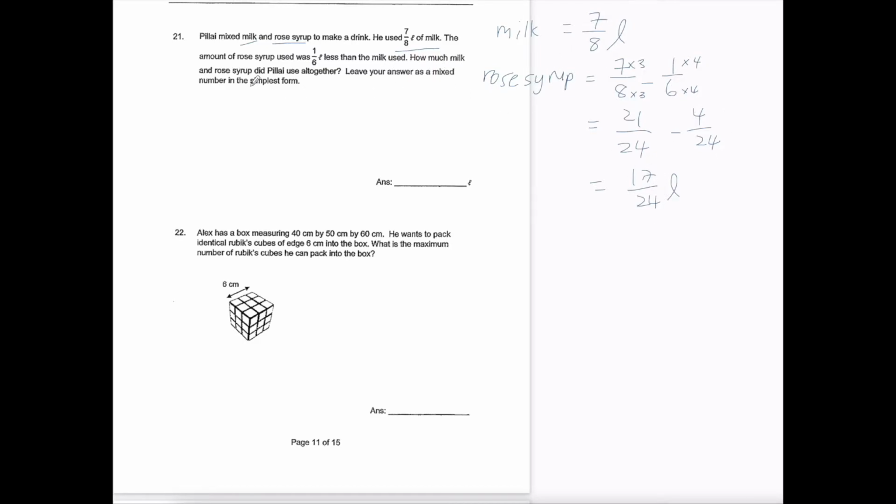How much milk and rose syrup did Pillai use altogether? So we've got to get 7/8 plus 17/24. This one we already found out is 21/24 plus 17/24. We're going to get 38/24. Alright, so let's simplify it. Divide by 2 on the top and bottom. Do our workings here.